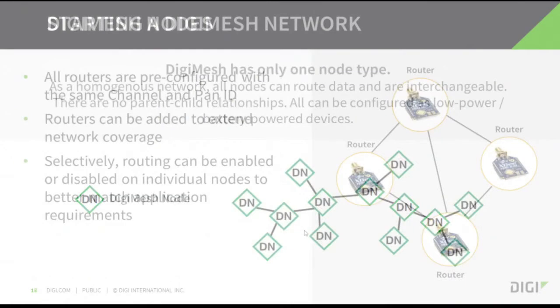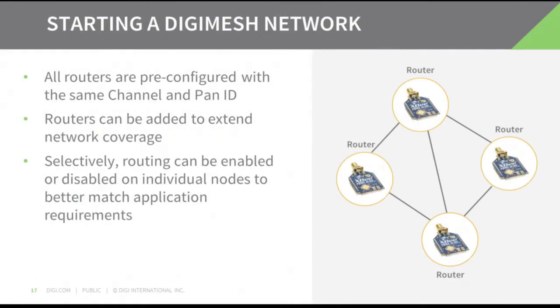Starting a DIGIMESH network is much simpler than a ZIGBEE network, or a little bit simpler, depending on your point of view. Because there's no association or joining involved, as long as the nodes are configured with the right channel and PAN ID, they're ready to communicate. So very quickly after power up, they're ready to go and ready to transmit. Routers, just like ZIGBEE, can be added to extend the network coverage over great distances. And one unique feature of DIGIMESH is that routing can be disabled selectively on individual nodes as needed. This is really helpful if you've got a very dense network and you're going to broadcast a lot of data. You may not want every node repeating every broadcast, so you can selectively turn off routing to meet your needs.